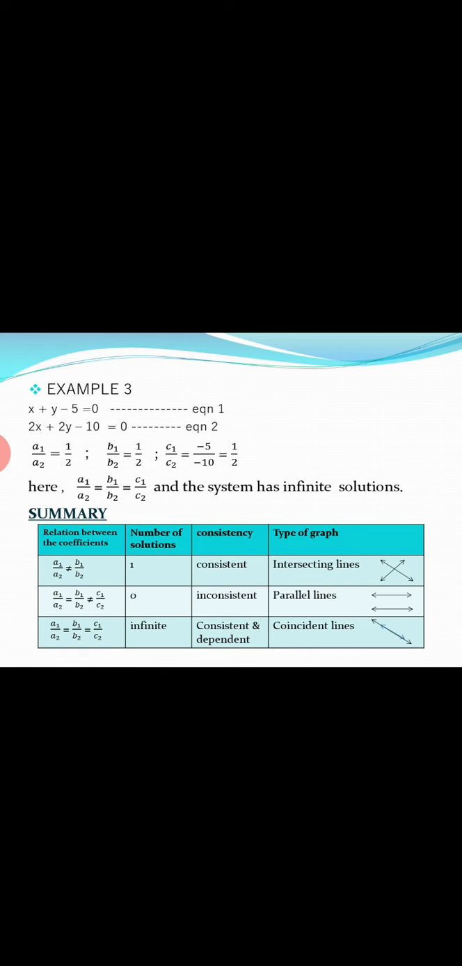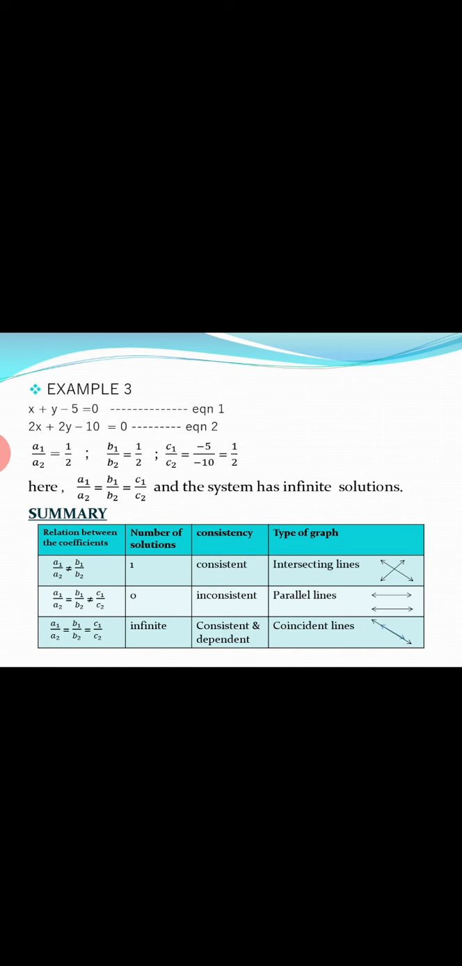If a1 by a2 is not equal to b1 by b2, then we see that the number of solutions will be 1. If we talk about the consistency, the system of equations will be consistent and the type of graph will be intersecting lines. The second condition is a1 by a2 is equal to b1 by b2 but not equal to c1 by c2. In this case, the number of solutions will be 0. The system will be inconsistent and the type of graph will be parallel lines.